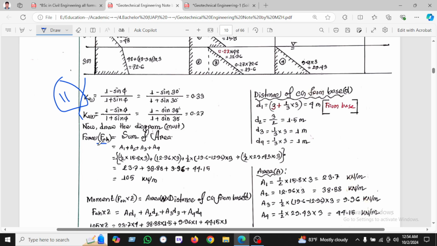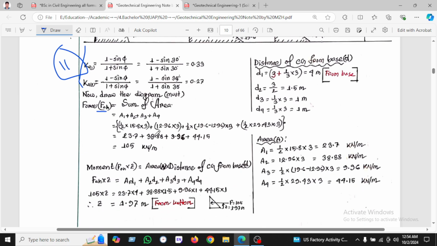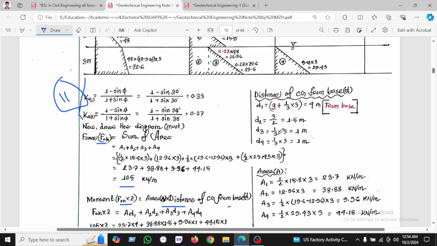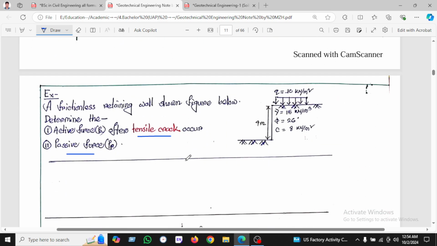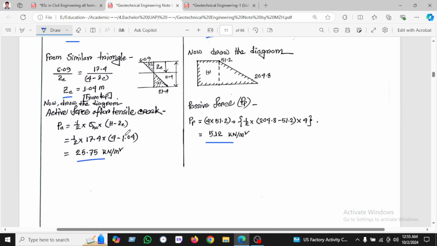we will calculate the force, which will be the sum of the area 1, 2, 3, and 4, and found 509. And movement will be force per perpendicular distance, area into distance, and from z equal to 1.9, 1.9, which is the bottom. Okay, so we can see another, the tensile crack we have already shown here.